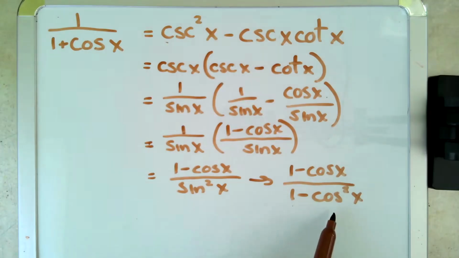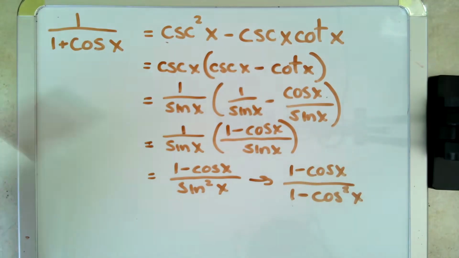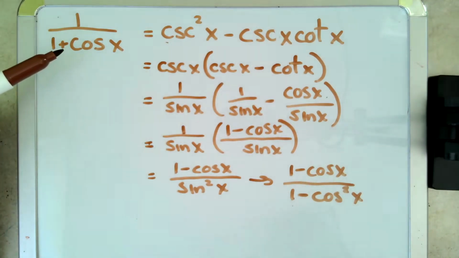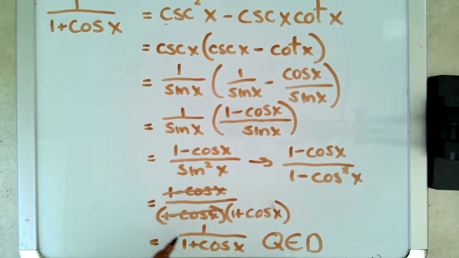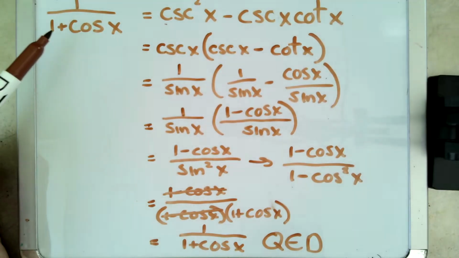They're factorable. And that is advantageous because you can see what's on top and you can see what we want on the bottom. So when we factor our difference of squares into 1 minus cos x, 1 plus cos x, the 1 minus cos x's cancel, and we're left with 1 over 1 plus cos x, 1 over 1 plus cos x, QED.